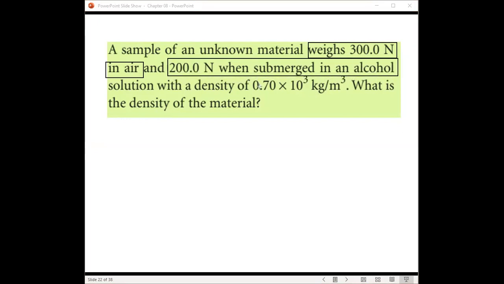With density, this is the density of the alcohol, so this is rho of the alcohol. From this and this, we'll find the apparent weight by subtracting. What is the density of the material? We will use the formula that we talked about.